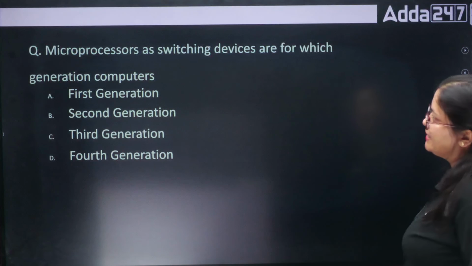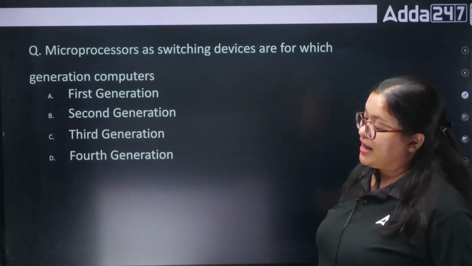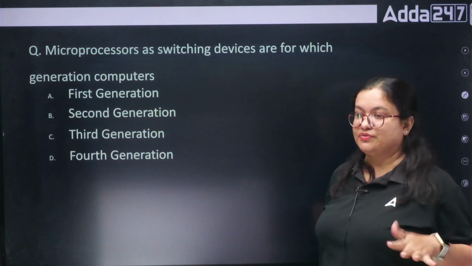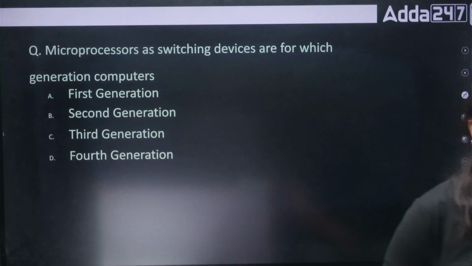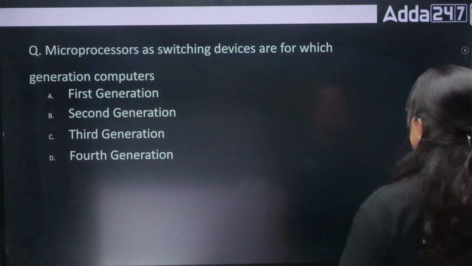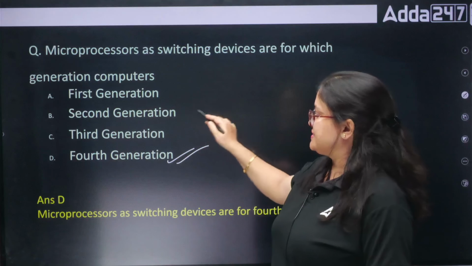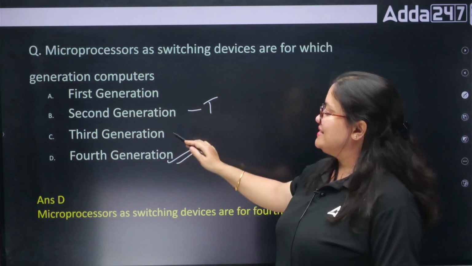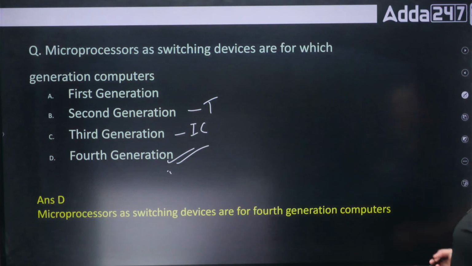Next, microprocessors are used as switching devices in which generation of computers? I have talked about 5 generations. Today we are at the 5th generation. The first generation used vacuum tubes, you all know. The second, third and fourth are a bit confusing, right? Yes. So microprocessors were used in the 4th generation of computers. The second generation consists of transistors, while integrated circuits were in the third, while the fourth was microprocessor or VLSI.